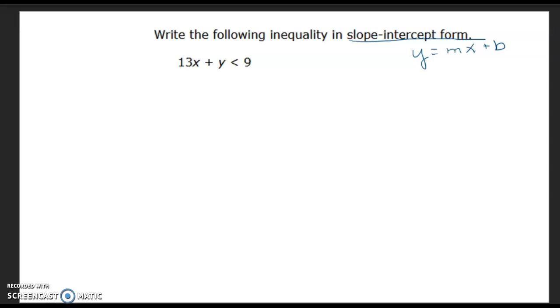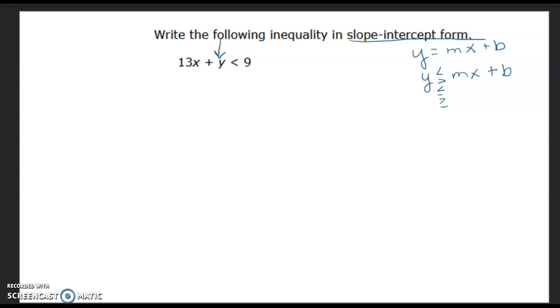But in this case, it's y and then an inequality. It could be any of these, mx plus b. That's the only difference. So obviously what we have here is y is not by itself, and it should be. So he's going to stay right there. Now what we need to do is get y alone.